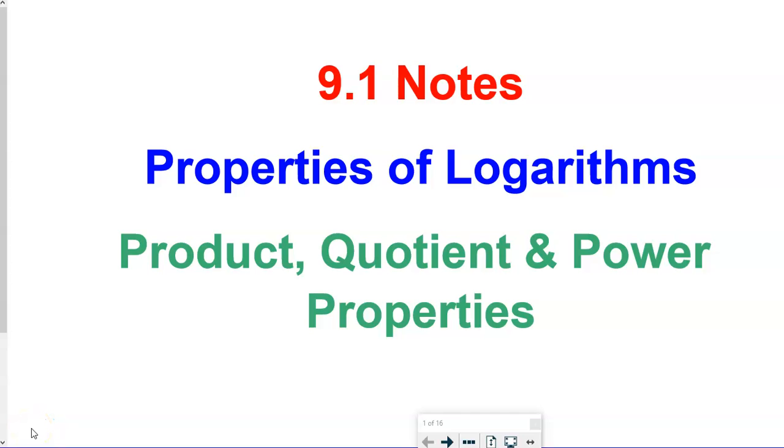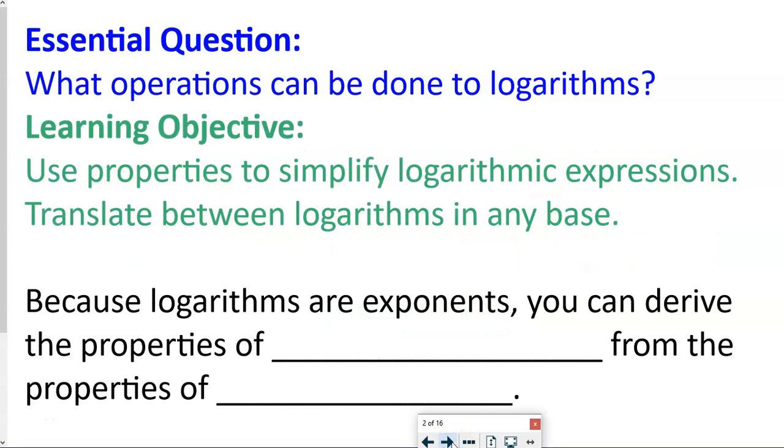So in this video today, we're going to go over the properties of logarithms, and the three properties that we're going to go over are the product, quotient, and power properties. So our essential question is what operations can be done to logarithms, and then our learning objective is to use properties to simplify logarithmic expressions and to translate between logarithms and any base.